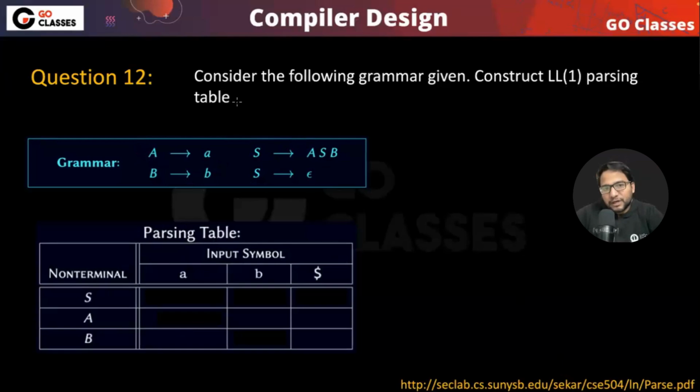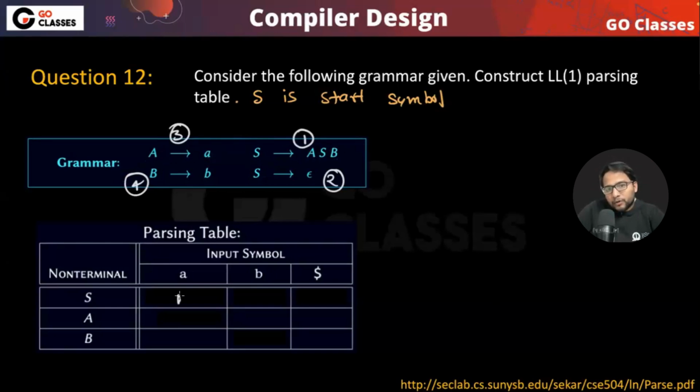See, S is a start symbol here. Let's do it step by step. For this particular production, where do we put any production? We put it in the first of this thing, right? So what is the first of this thing? Let's suppose this is production number 1, this is production number 2, this is production number 3, this is production number 4. Now this will be put in the first of capital A. So first of capital A, capital S and B is small a only. So here you will put production number 1, right?